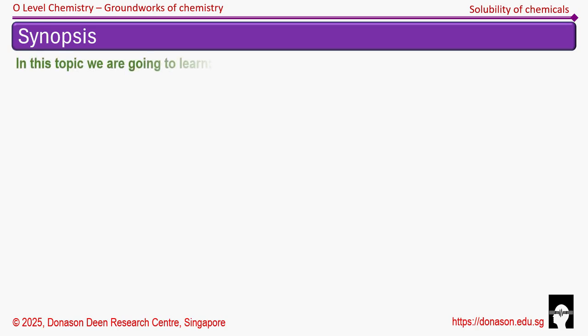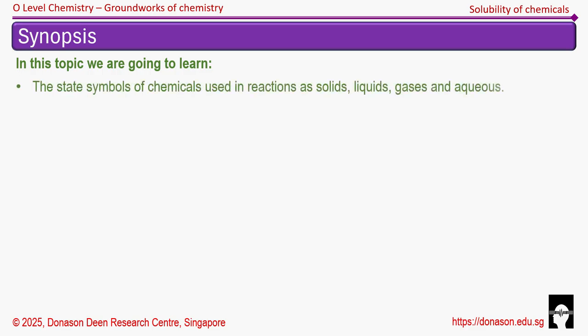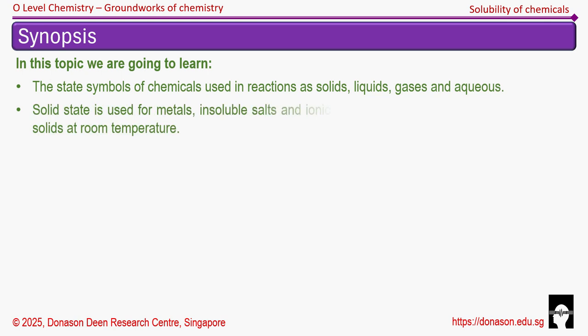Welcome to the topic on solubility of chemicals. In this topic, we are going to learn about the state symbols of chemicals used in the reactions, such as solids, liquids, gases, and aqueous. We will note that solid state is used for metals, insoluble salts, and ionic compounds, as well as substances that are solids at room temperature.